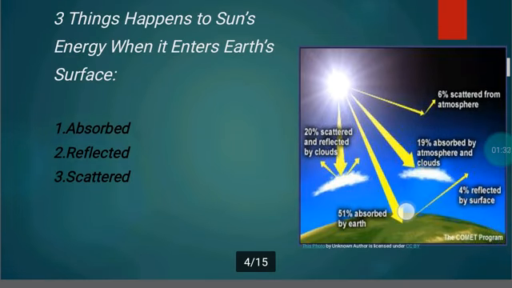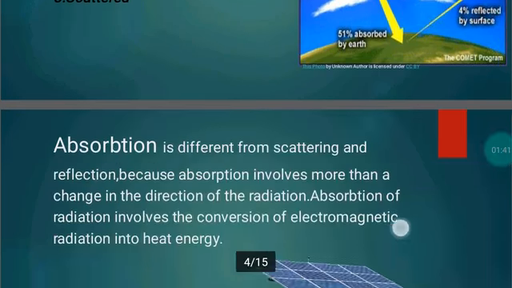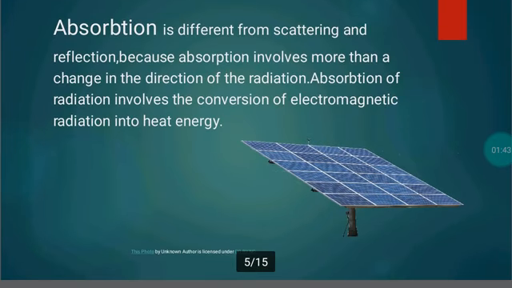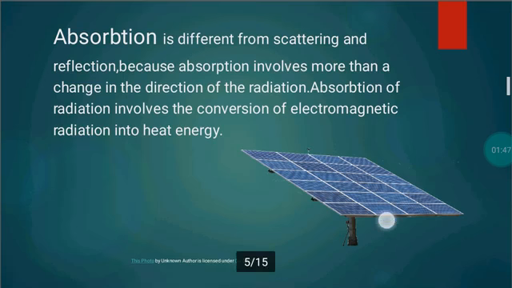There are three things that happen to the sun's energy when it enters Earth's atmosphere: it is absorbed, reflected, and scattered. Absorption is different from scattering and reflection because absorption involves more than a change in the direction of the radiation. Absorption of radiation involves the conversion of electromagnetic radiation into heat energy.